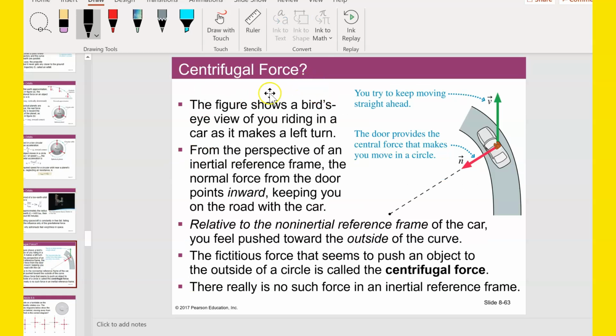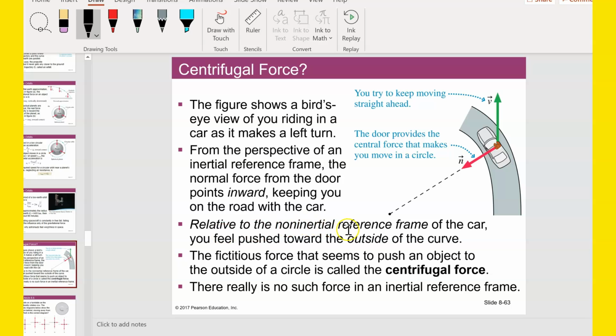Alright, centrifugal force. We've already talked about this. The figure shows a bird's eye view of you riding in a car as it makes a left-hand turn. From the perspective of the inertial reference frame, the normal force from the door points inward, keeping you on the road with the car. Your body tends to want to go in a straight line, but the door keeps you moving toward the center of the circle.